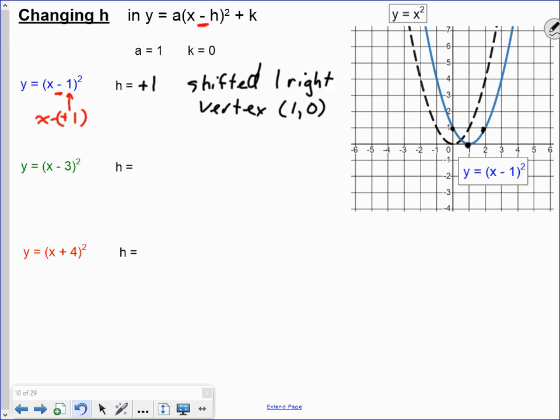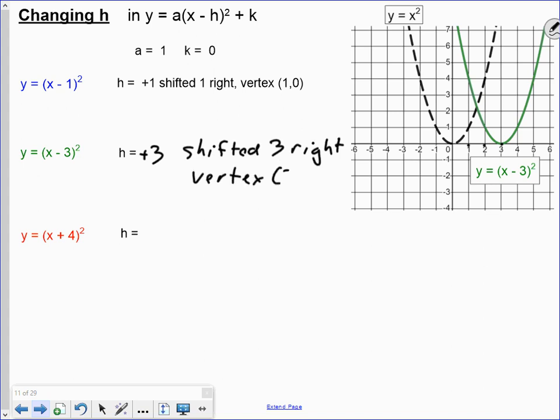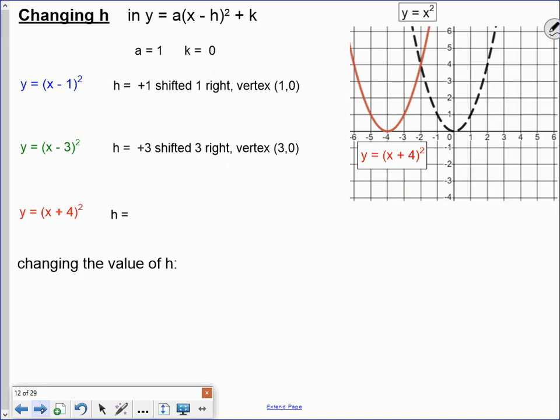So let's look at our next one here, x minus 3 squared. Here we can see that our h value is positive 3. Our parabola has been shifted 1, 2, 3 to the right. And our vertex is now at 3, 0.